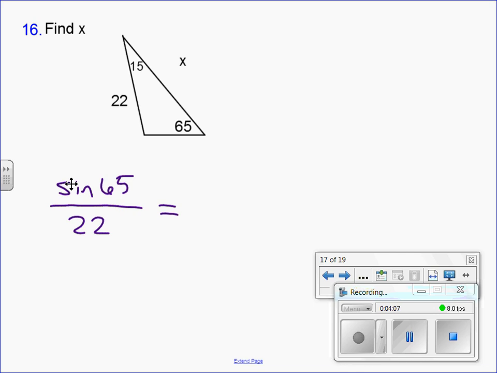Here's why maybe some of you are hesitant. X currently doesn't have a partner, but it's not going to be hard at all to find his partner because we know all triangles add to 180, right? So 180 minus 15 minus 65 is 100. So we're going to partner up the 100 with the X. So I'm going to pause the video and let everybody try to finish this by themselves, okay?